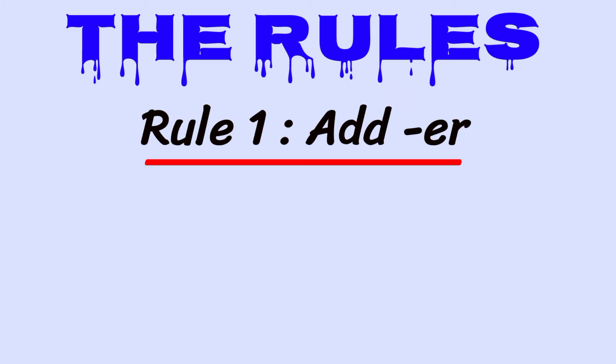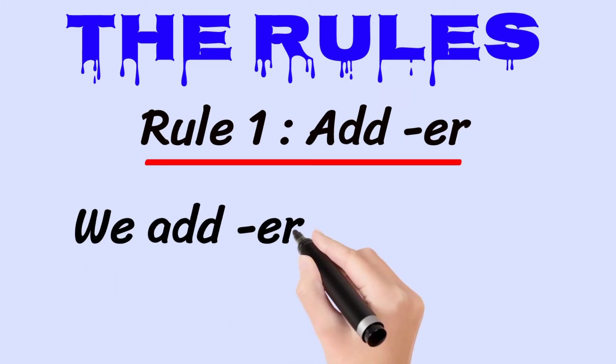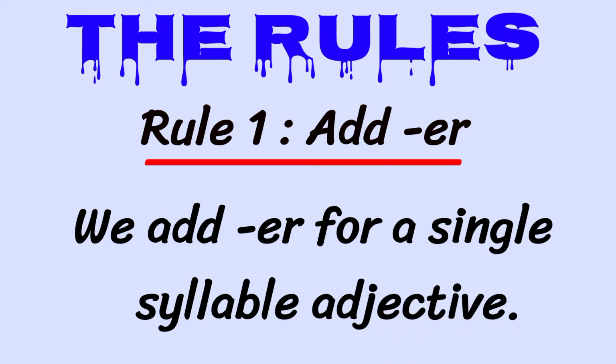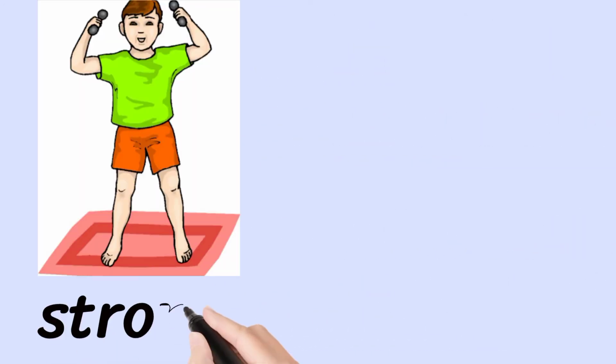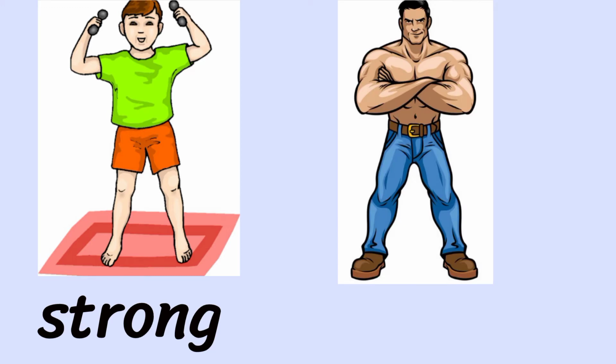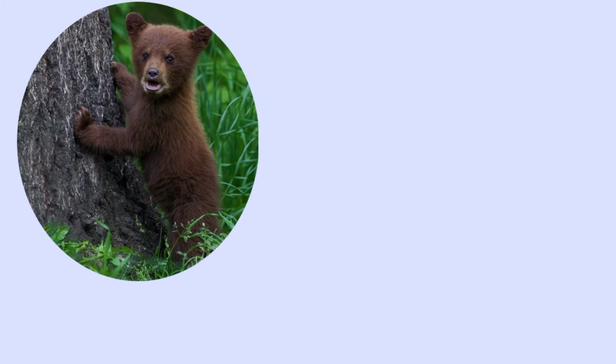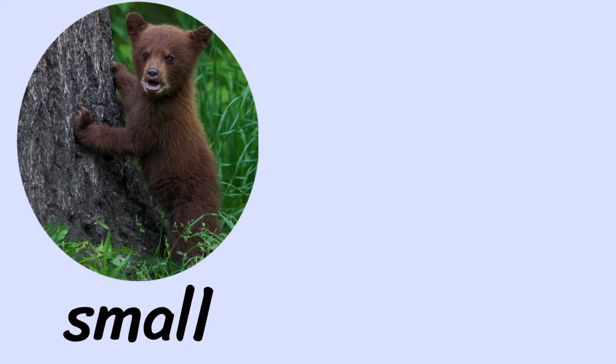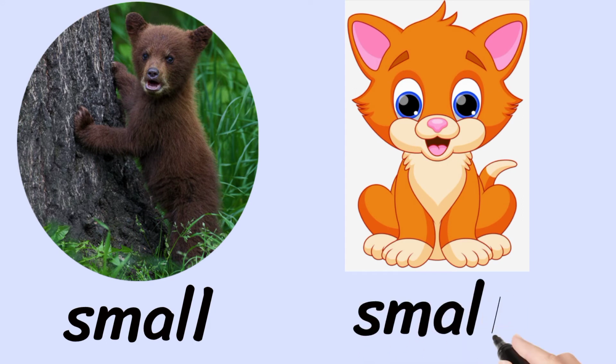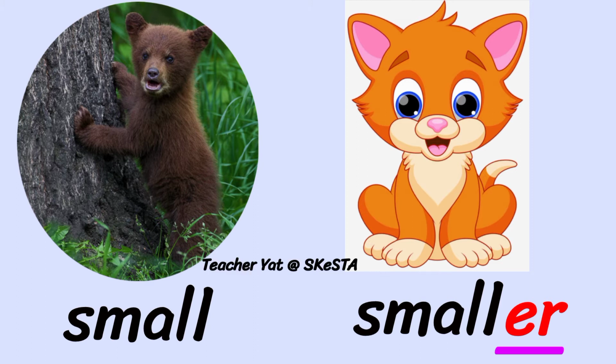First, we have to add er to a single syllable adjective. For examples, first, strong, kuat. Stronger, lebih kuat. We add er to the adjective. Second, small, kecil. Smaller, lebih kecil. We add er to the adjective.